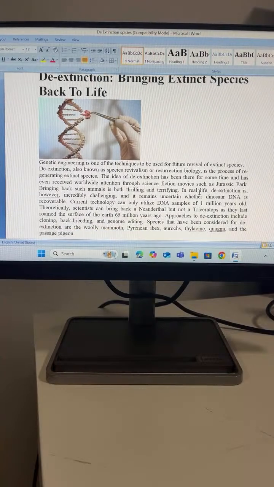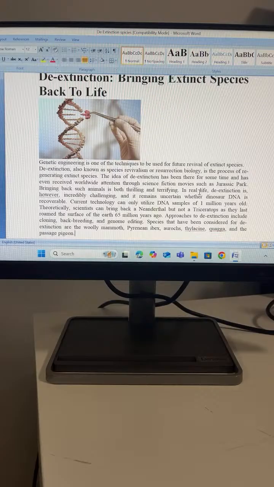is one of the techniques to be used for future revival of extinct species. De-extinction, also known as species revivalism or resurrection biology, is the process of regenerating extinct species.